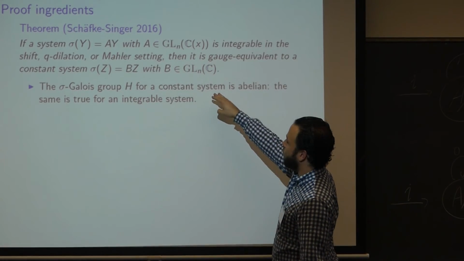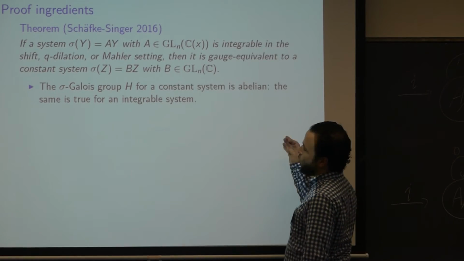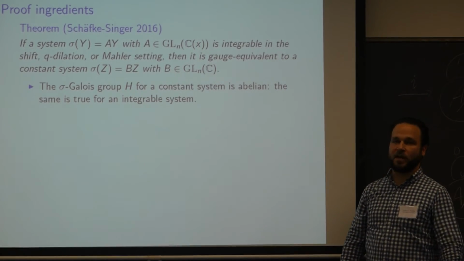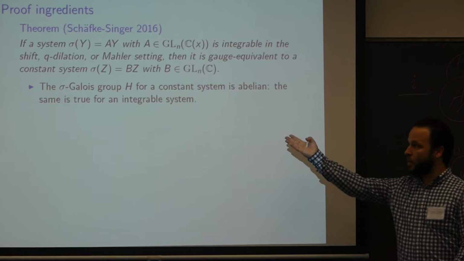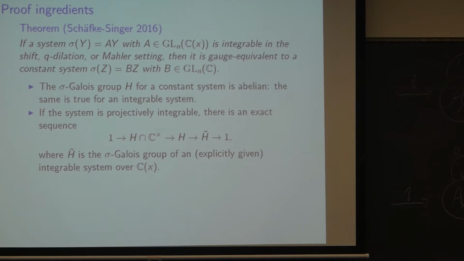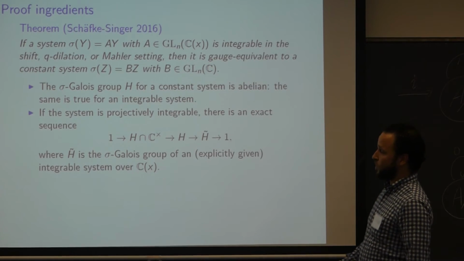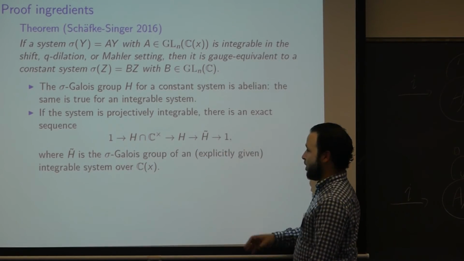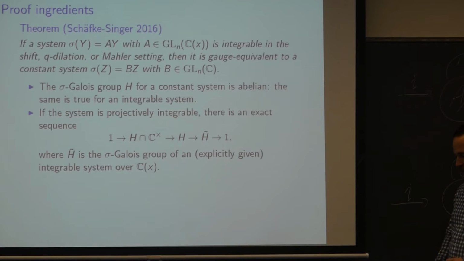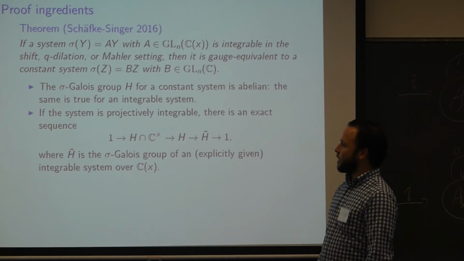Now, that's just for a constant system. The result of Shefka and Singer says that if you only have an integrable system, it's actually a constant system in disguise. So the same is true for the Galois groups for those. If the system is only projectively integrable, then there's an exact sequence like this. What this is doing formally is trying to take the nth root of something.